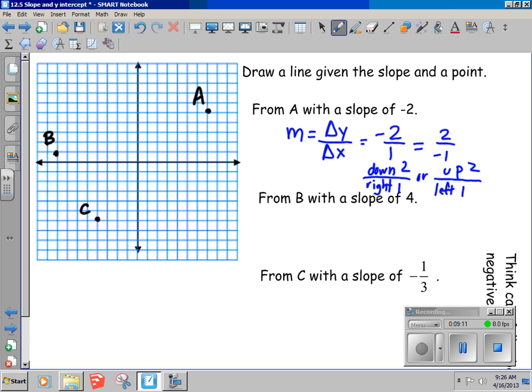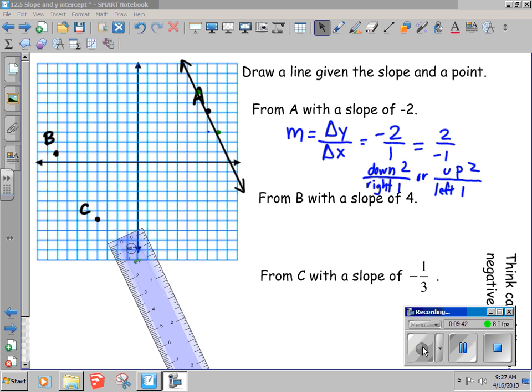So we go over to our point A and we want to go down 2, right 1. And there's another point on my line. I like to get two extra points on the line; it's easier to get my line straight. Just to show you, instead of going down 2 and right 1, I could have gone up 2 and left 1. See, it still falls on there. And then you get out your ruler and you connect the line.